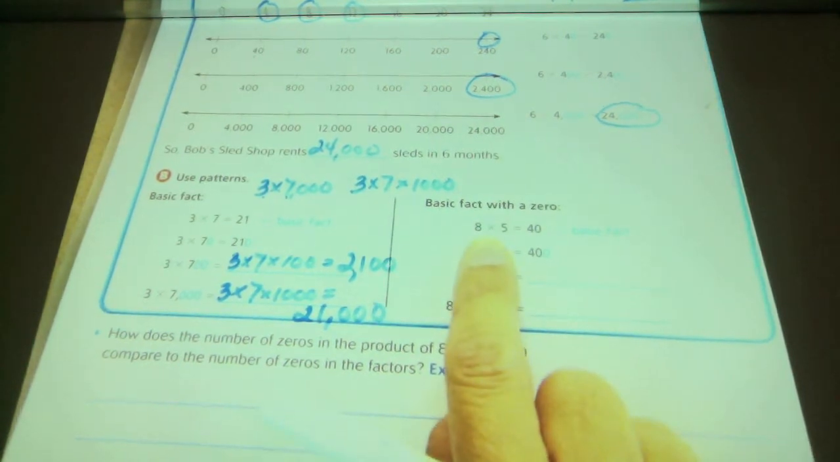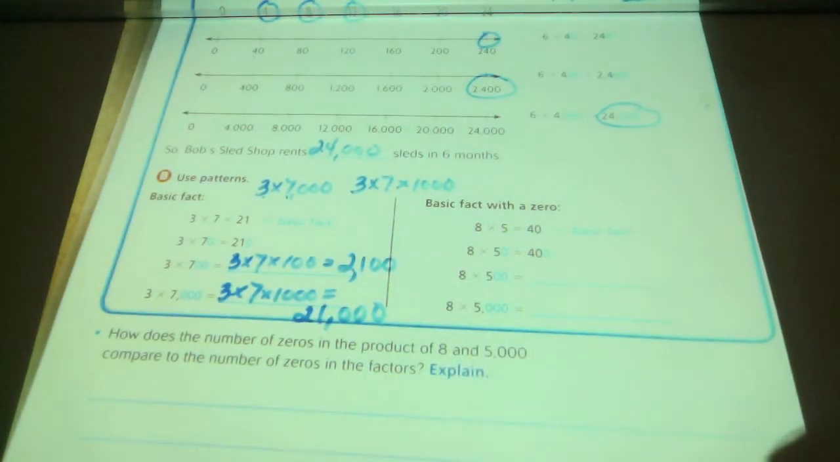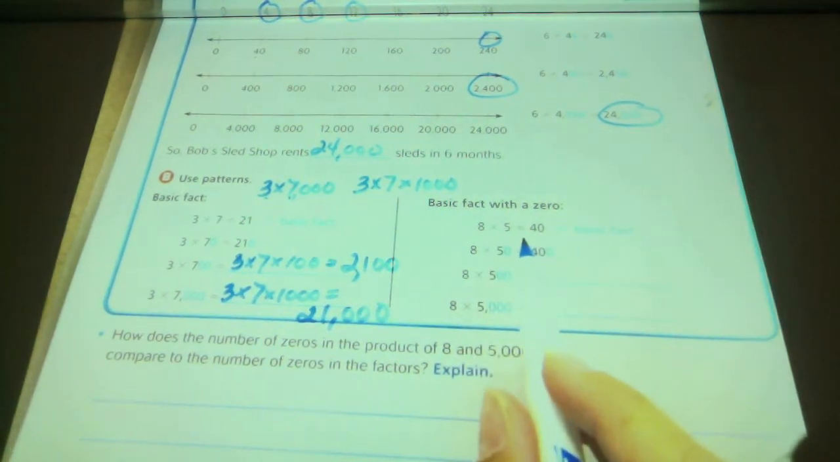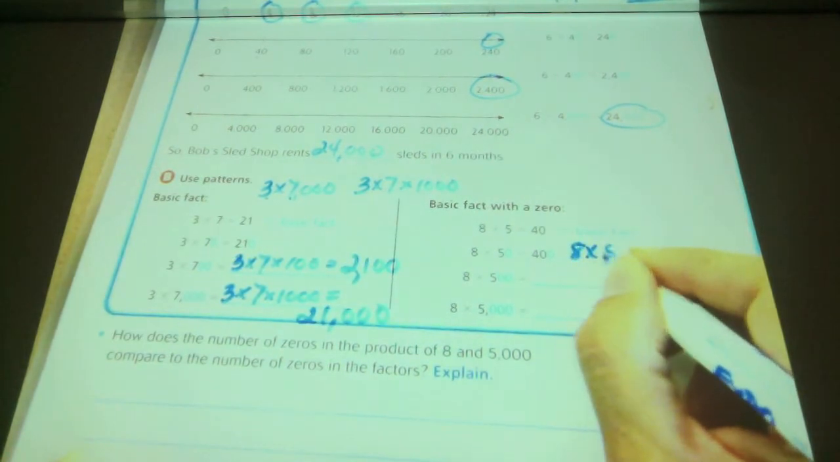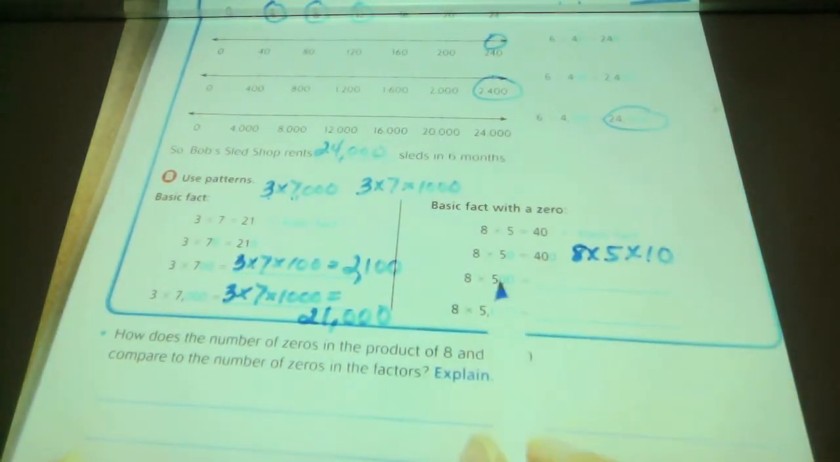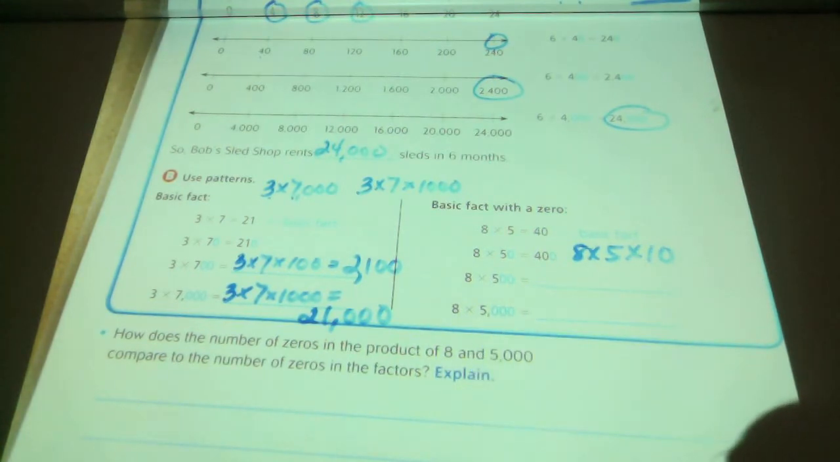21,000. So our number that we're trying to find is 8 times 50. So our basic fact there is 8 times 5. What is 8 times 5? 40. Now this is where adding those zeros becomes a problem because we have a number with 40. So if I do my basic fact, and now I want to times it by 10, who can explain to me why I'm going to multiply this one by 10?